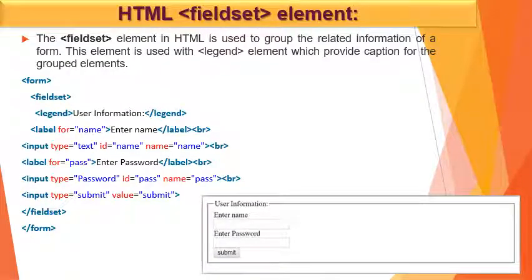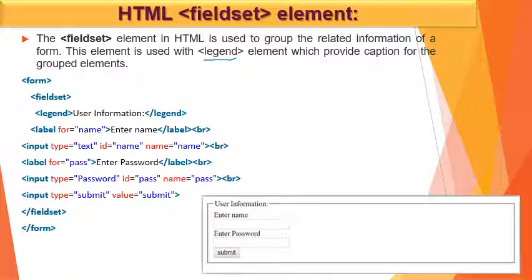Now next is the HTML fieldset. The HTML fieldset element is very important and also helpful, which is used to group the related information of a form, and this element is used with the legend element. This will provide the caption for the grouped elements. So what is this fieldset element? This fieldset element is a group of related information that will be collectively taken on the form, and that collective information will be taken for the purpose of any user.